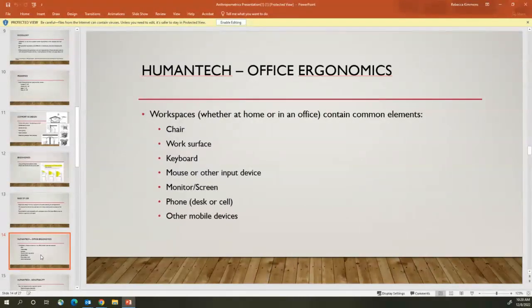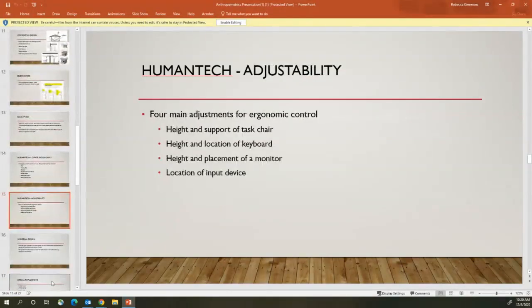They offer information on workspaces, or they offer products, whether it's at home or in the office, because we are having people that are working from home more. It is becoming more common, and you do want to make sure that that home office is ergonomic. So they offer common elements. What they've listed are a chair, a work surface, a keyboard, a mouse or another input device, monitor and screen, a phone, and then any other mobile devices. So they're saying that's what's usually in an office.